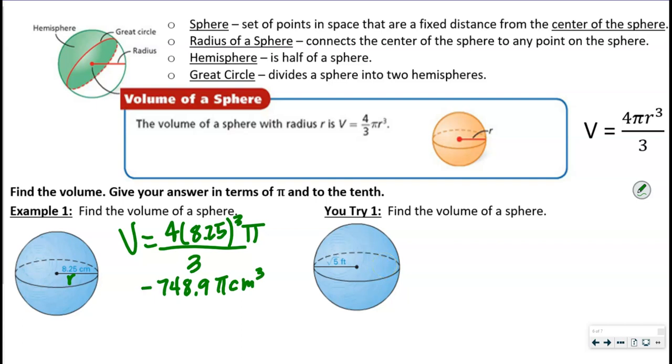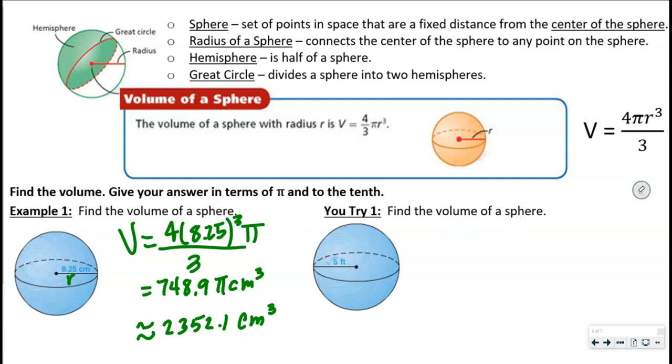Now, that's our equal because that's exact. Now we're going to multiply that times our pi, right? So when we multiply it times pi, we get 2,352.1, and again, this is centimeters cubed, okay? So go ahead and do this, you try, recognizing that r in this problem is equal to the square root of 5, okay? Pause the video, come back to me when you're done.